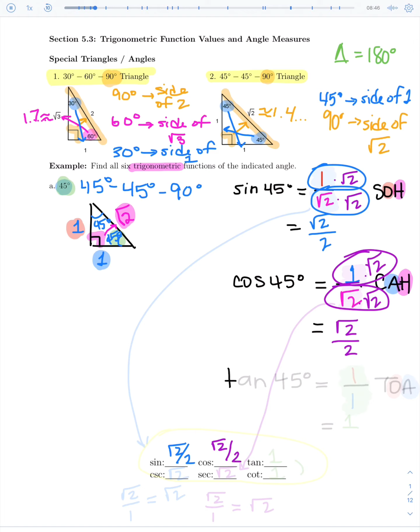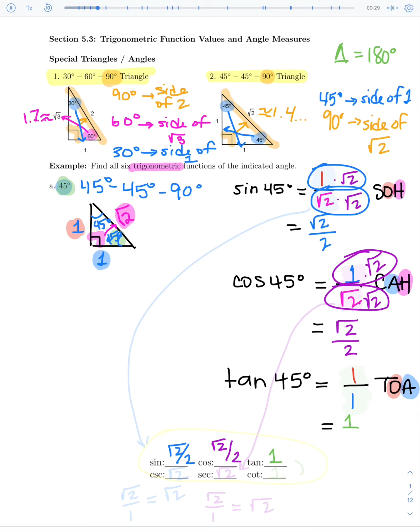Then lastly, we would start with tangent of 45 degrees, which is our TOA, which is opposite over adjacent. Well, we already talked about the opposite side of the 45-degree angle being 1. That would be your first side for opposite. Then your adjacent side, the side right next to your angle, would also be a 1. So that would get us for tangent 1 divided by 1, which is 1. So we go ahead and fill that in: tangent of 45 degrees is just 1.